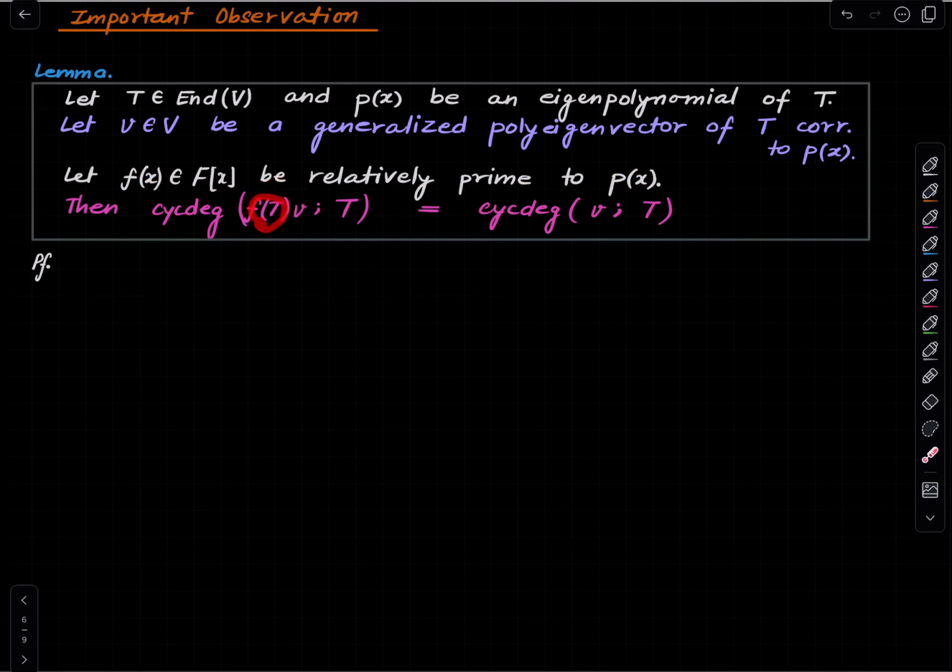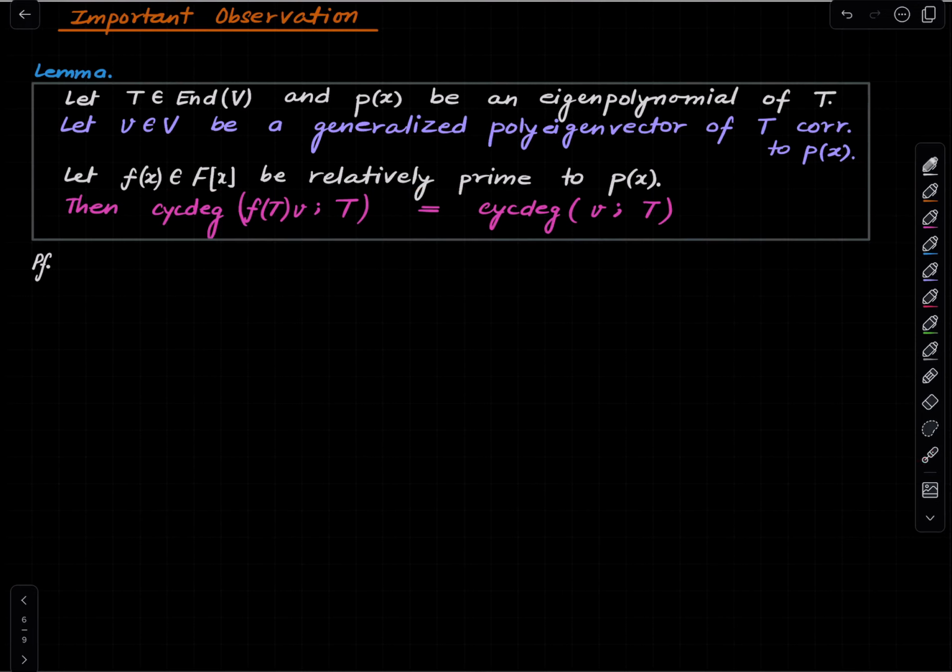So if you apply the endomorphism coming from a polynomial on v, the cyclic degree cannot go up. But if you choose the polynomial relatively prime to the eigenpolynomial of which v is a generalized polyeigenvector, then the cyclic degree is preserved. And by now these things shouldn't feel very surprising. After all, it is just Euclid's theorem that is powering all this. But we will write a proper proof.